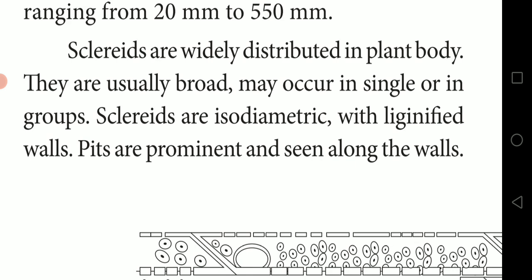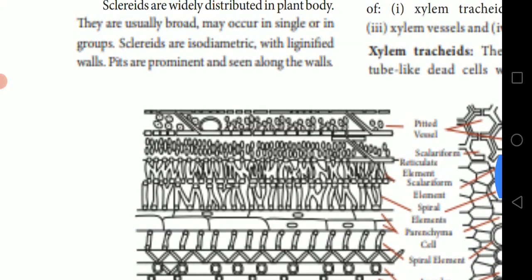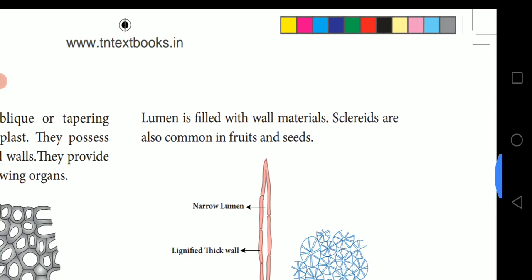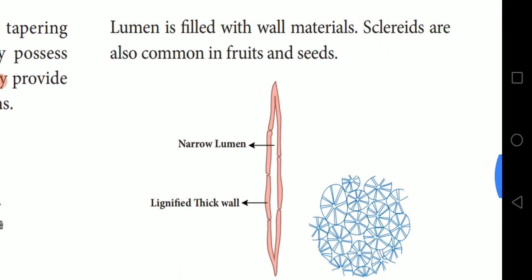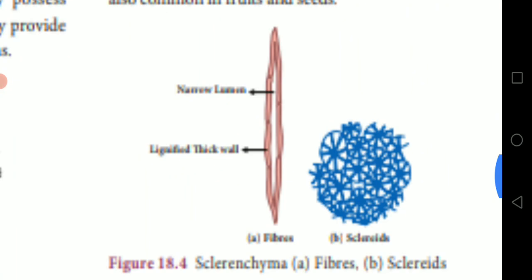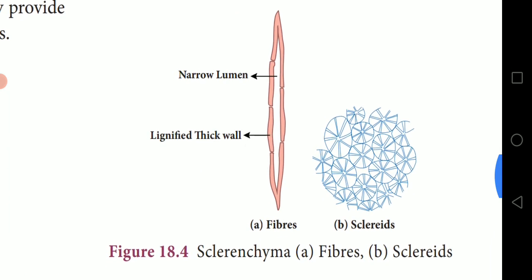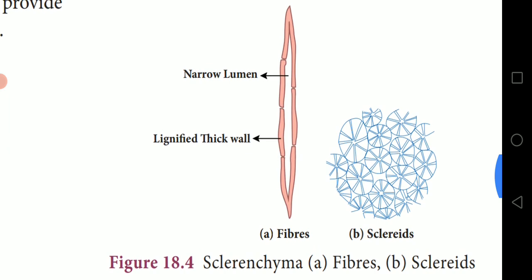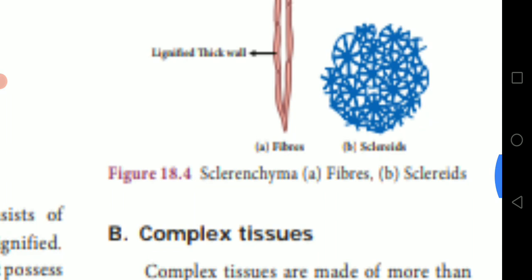The pits are prominent, which means they are clearly seen along the cell wall. The lumen is filled with wall materials. Sclereids are also common in fruits and seeds. This is the structure of sclerenchymatous sclereids: a narrow lumen and lignified thick wall.